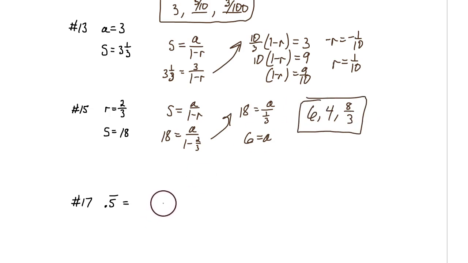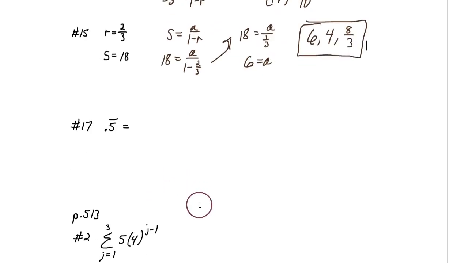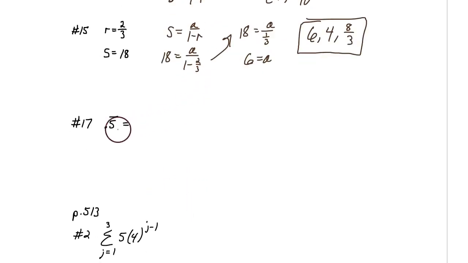Number 17. Change the repeating decimal into an equivalent common fraction. So what fraction is 0.5 repeating equal to? Well, you might know that the answer is 5/9. But let's say that you don't know that it's 5/9.